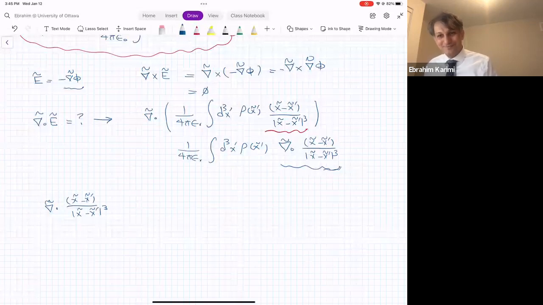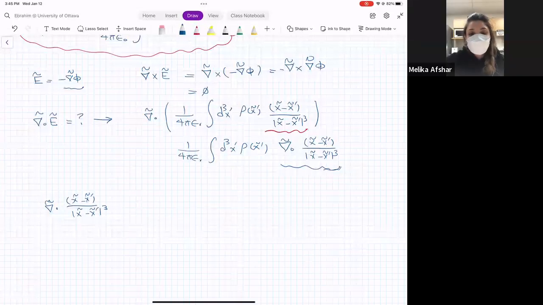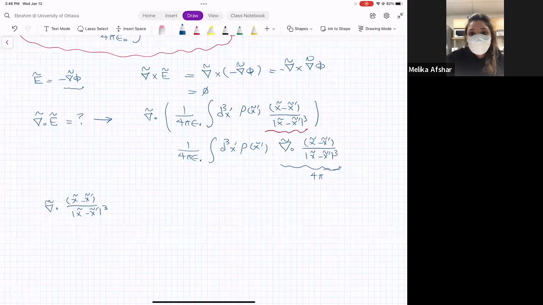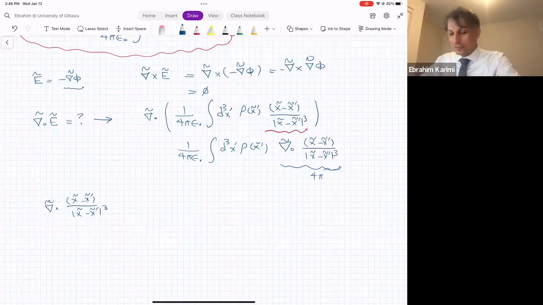It's a little bit tricky. If we want to have that rho divided by epsilon 0, then it should be somehow like 4 pi, something like that, to sort of cancel each other. So you say that is a 4 pi, right? It should be, if we want that. Okay, let's follow what Melika says: if it's 4 pi, then that will be 1 divided by epsilon naught integral of d3x prime, rho of x prime. Right? Am I making some mistakes?